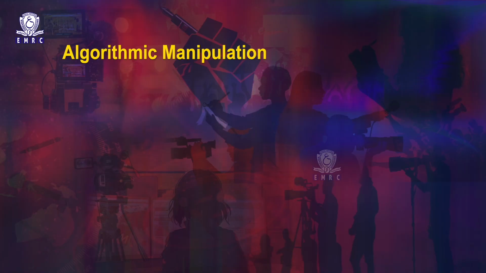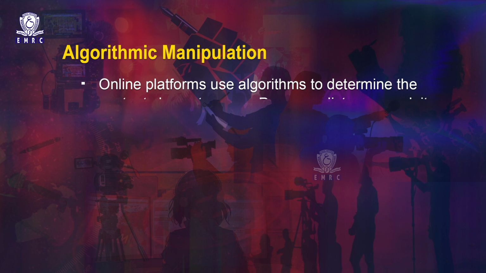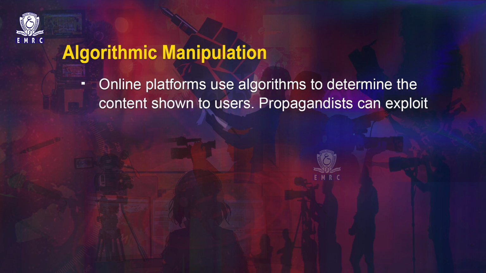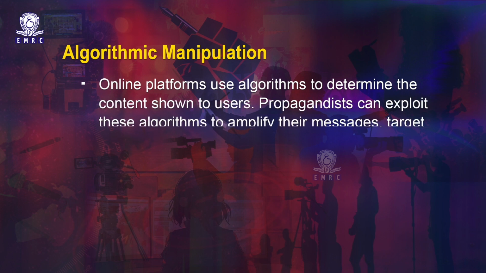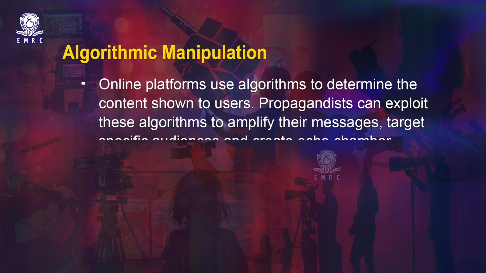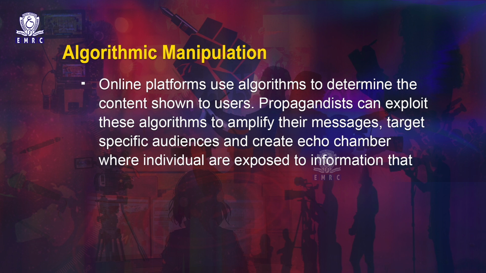This has been particularly evident during elections, public health crises and geopolitical events. Algorithmic manipulation. Online platforms use algorithms to determine the content shown to users. Propagandists can exploit these algorithms to amplify their messages, target specific audiences and create echo chambers where individuals are exposed to information that aligns with their existing beliefs.